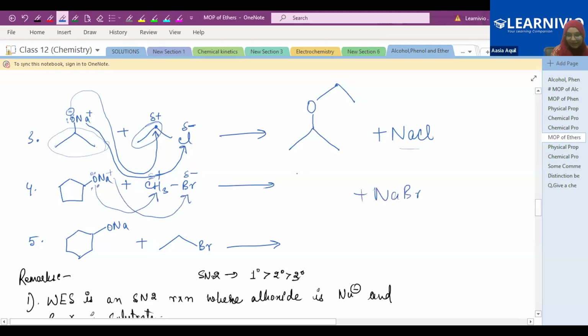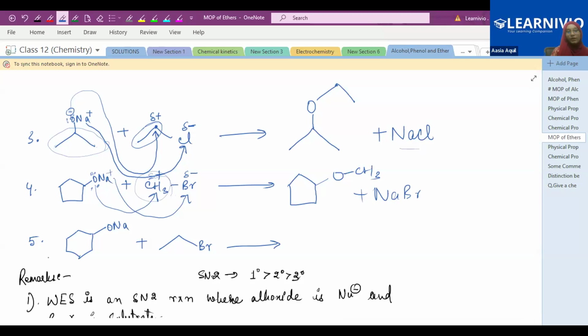Plus here this cyclopentane, and on this position oxygen, and what will come with the oxygen? CH3. This whole thing. Okay, so you can write CH3. So that's the product. That's the ether. Clear? Yes, ma'am.